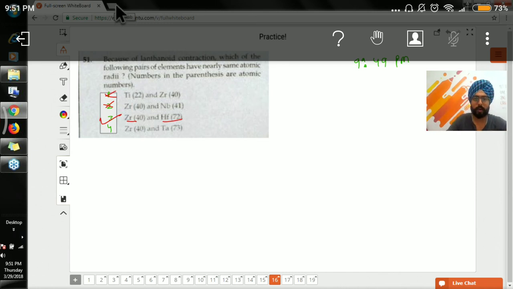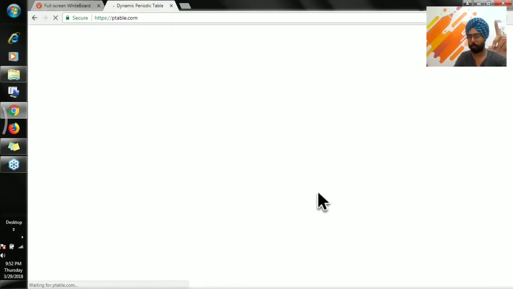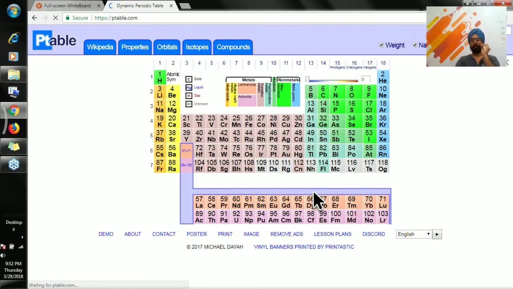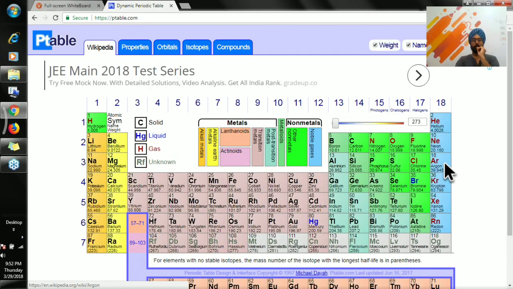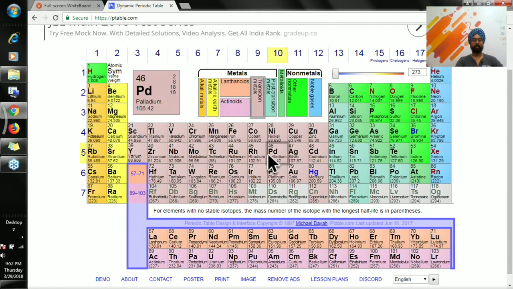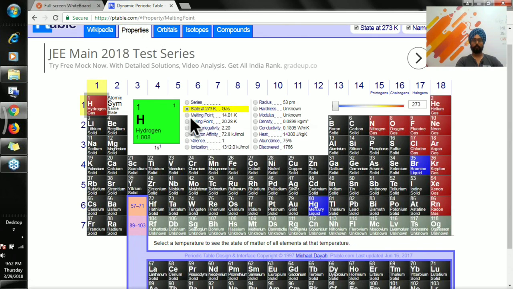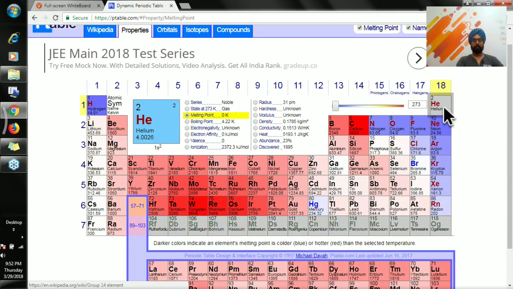Quickly, before we move on, I would like to show you a very interesting website that I've found out, and it's known as ptable.com. Now, this is a dynamic periodic table. What this does is when you hover onto any element, it will show you the properties of that. Yeah, as you can see, the big box is changing as I move around. Let's say you want to see the properties of these elements, for example the melting point. I chose melting point from properties here. Helium's melting point, it says 0 Kelvin.